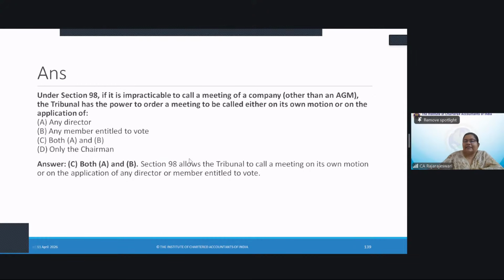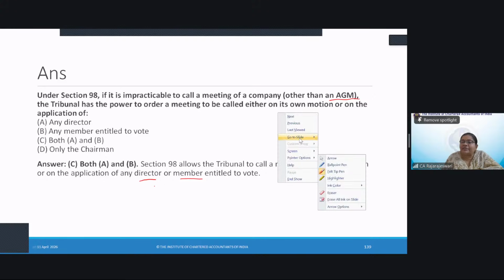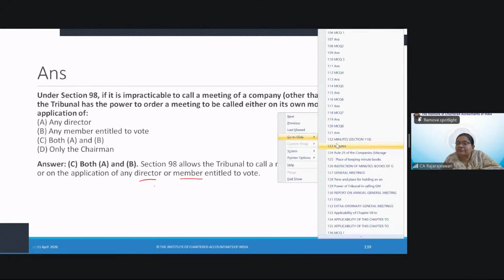So section 98 allows the tribunal to call a meeting on its own motion or on the application of any director or member entitled to vote. This is other than an AGM. What about for AGM? What is the rule?